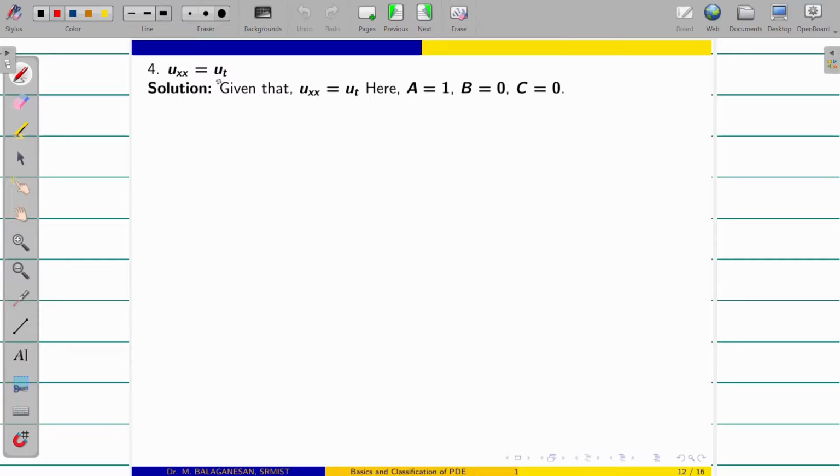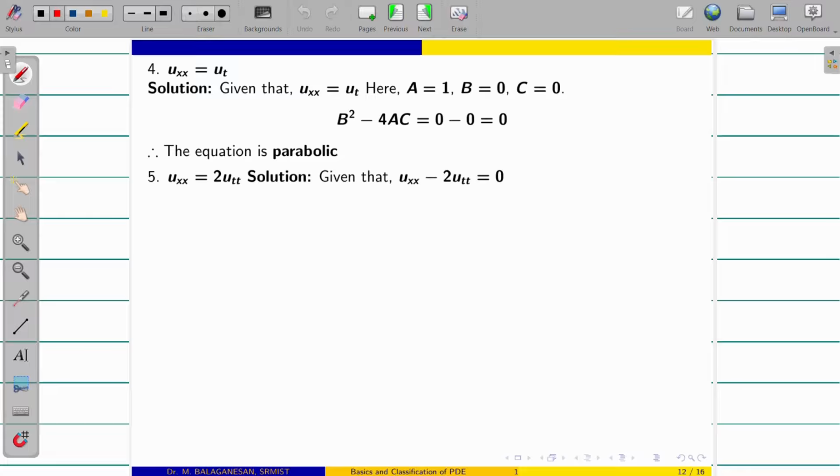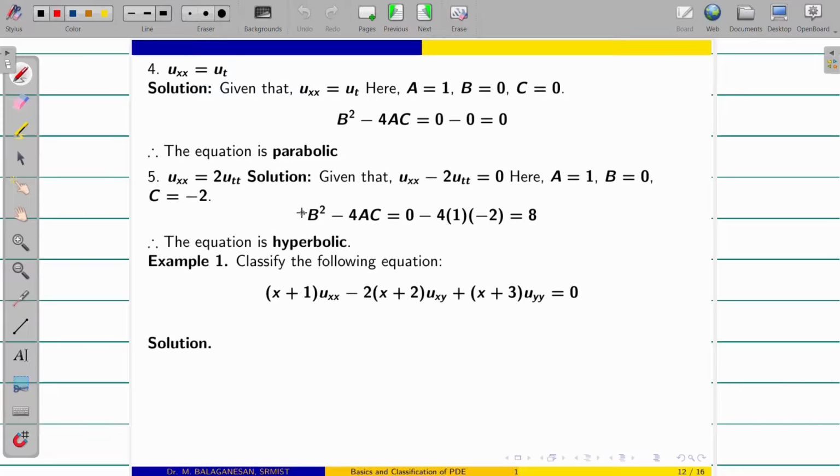Similarly, another one I have given. Look at that. u double x equal to ut. Just before we discussed one-dimensional heat. Here 1 by alpha square is 1. So A is 1. B value, u xt. It should be u double x, x and t it is there, u xt and u dt. This is A. This is B. This is C. Nothing is there. Only A is there. So B value, C value is 0. So it is 0. It is also parabolic kind. Similarly, try to practice for other problems also.